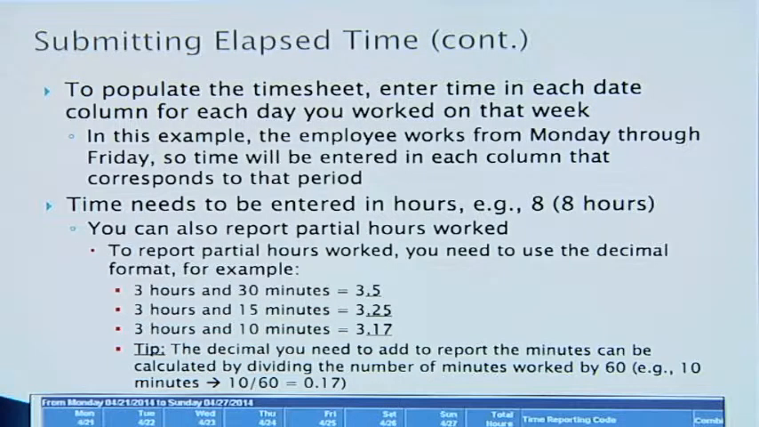To report partial hours worked, you need to use the decimal format. For example, 3 hours and 30 minutes equal 3.5. 3 hours and 15 minutes equals 3.25. And 3 hours and 10 minutes equals 3.17. The decimal you need to add to report the minutes can be calculated by dividing the number of minutes worked by 60. For example, 10 minutes divided by 60 equals 0.17.